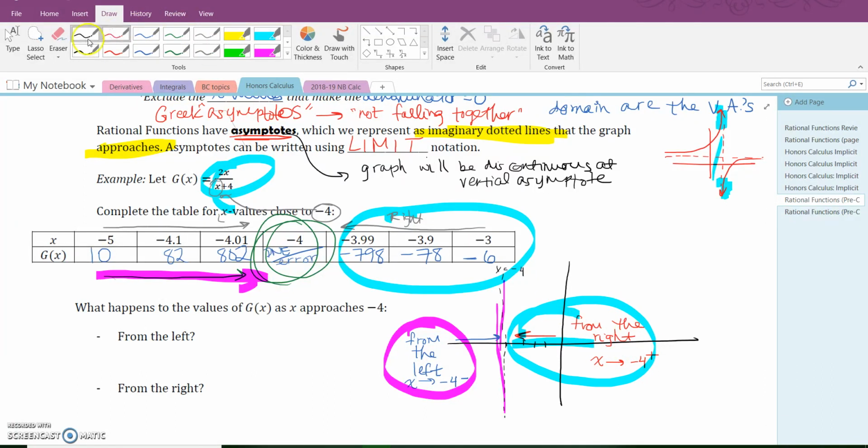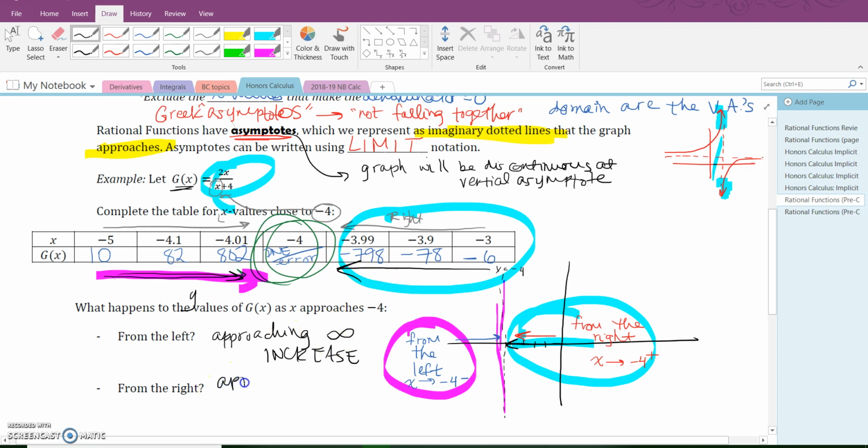So let's answer this question here. What happens to the values of g of x, the y values, as x approaches -4 from the left? That'd be over here. So coming from the left, the y values are getting huge, and they're approaching infinity. They increase towards infinity. And we'll write a limit for that in a moment. Whenever I approach -4 from the right, so that would be like over here, so -3, -3.9, -3.99, my y values got larger in the negative direction. So here we were approaching negative infinity, and we were decreasing.